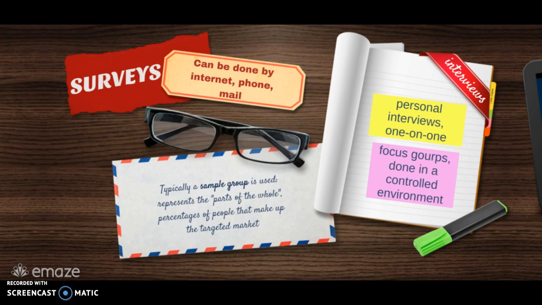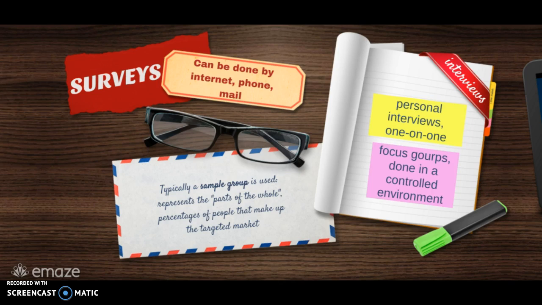Typically with a survey you want a lot of people to take it, and while it would be great to have tons and tons of data, that takes a lot of time and effort. So typically what is used is a sample group, which represents the parts of the whole. For example, if you have a target market made up of a certain percentage of gender, ethnic background, and income levels, your sample group should also be representative of that group. They should have the same percentages of gender, ethnic background, and income level.